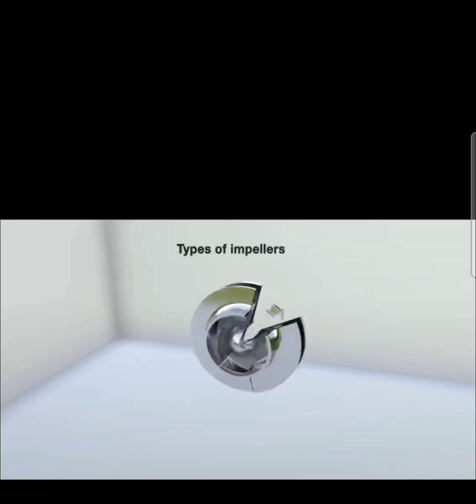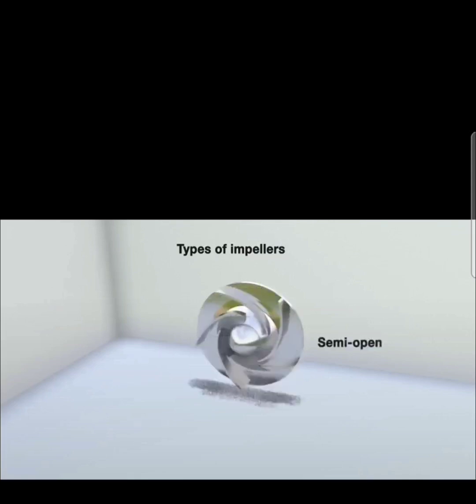Three main types of impellers are used in centrifugal pumps: closed, with back and front discs and vanes between them; semi-open, with the vanes free on the front side; and open, with the vanes free on both sides.